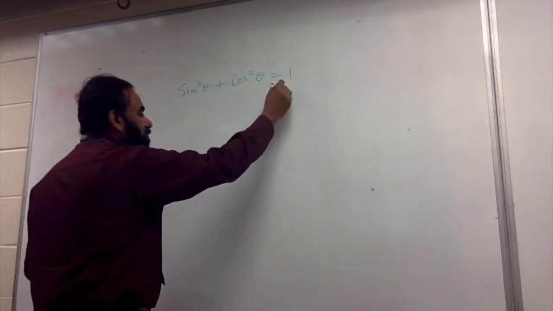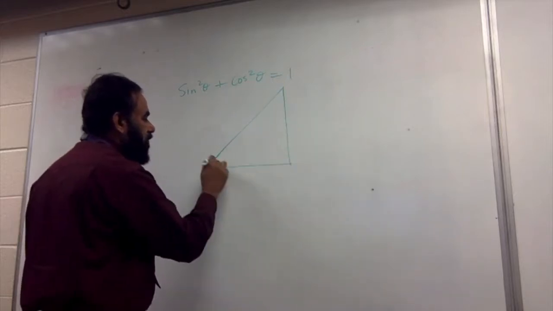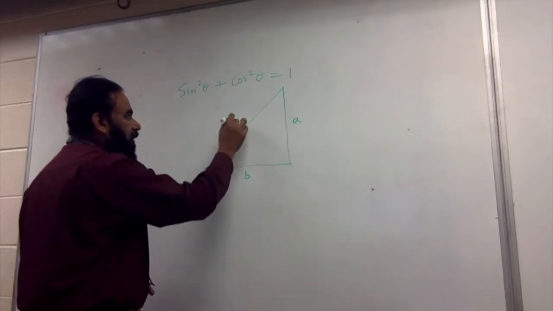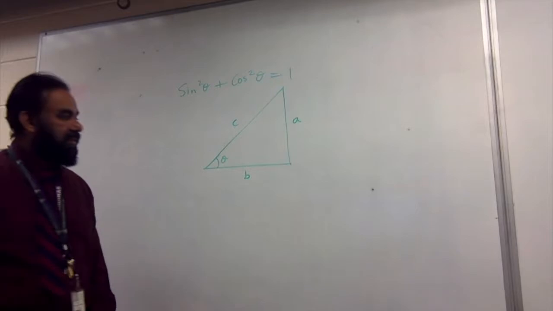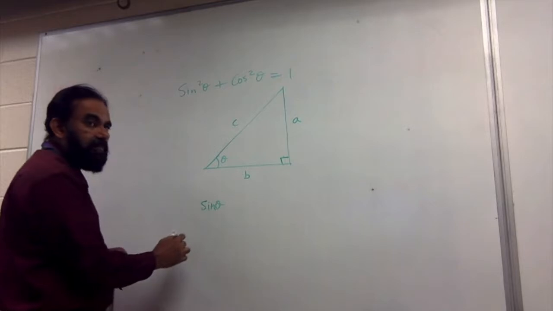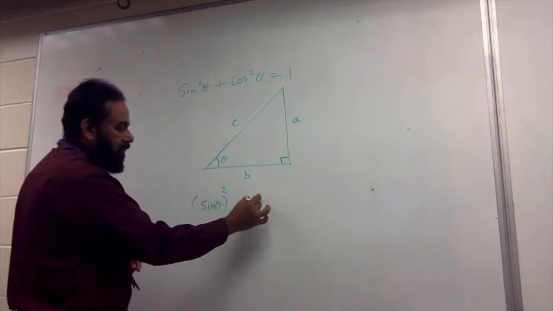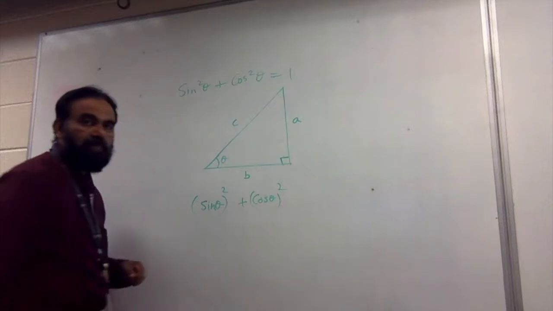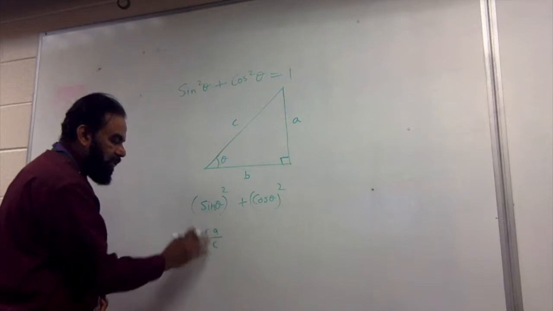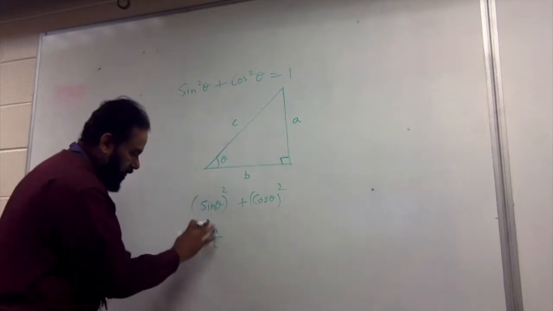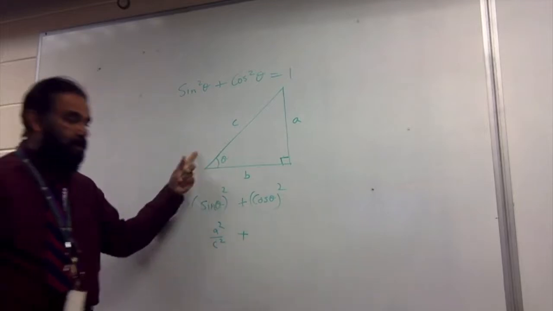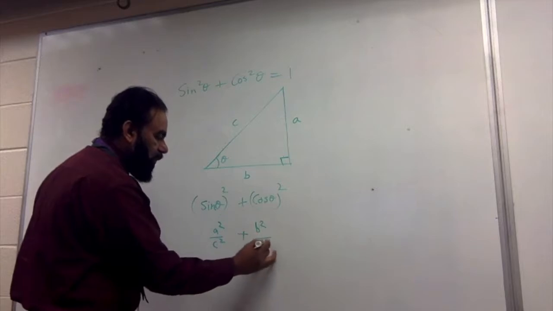Take a right angle triangle. That's your angle. I'll call A, B, and C the three sides of this right angle triangle. What is sine theta? A over C. And then when you square it, it becomes A square over C square, plus, what is cosine theta? B over C. So it becomes B square over C square.